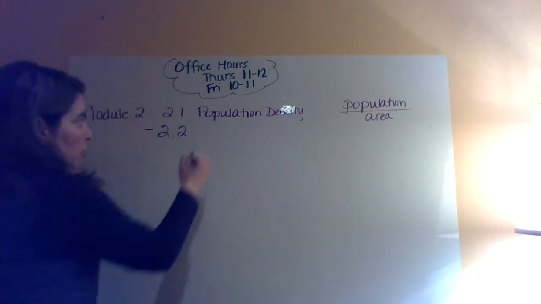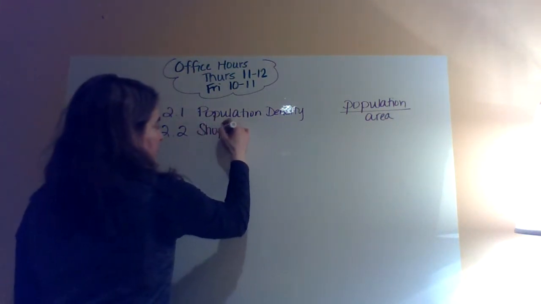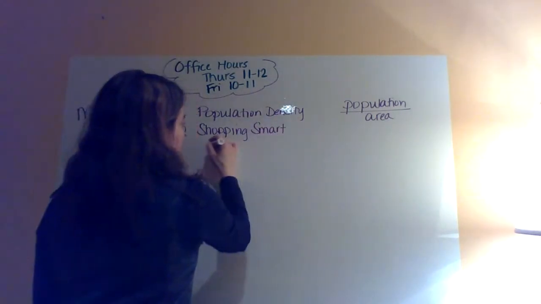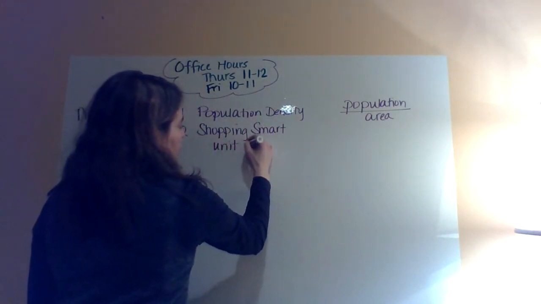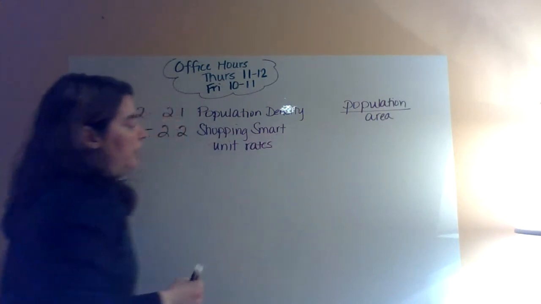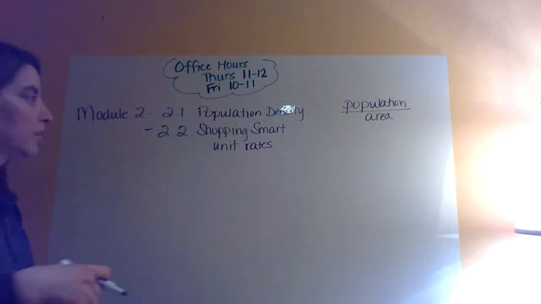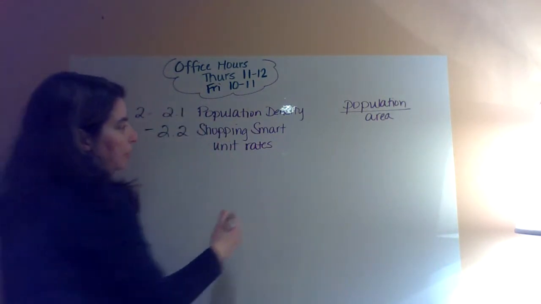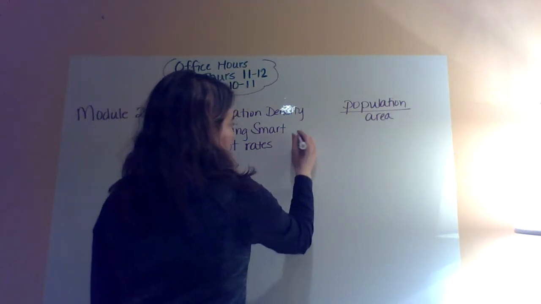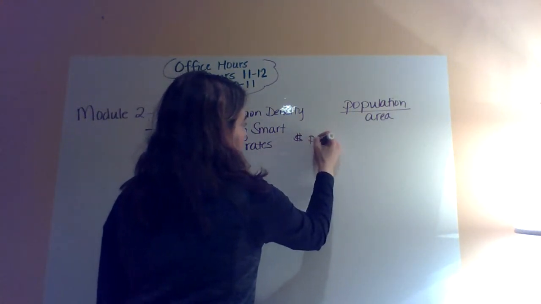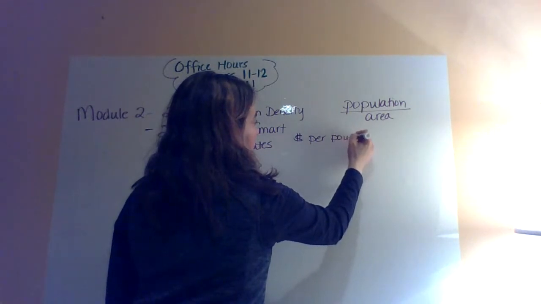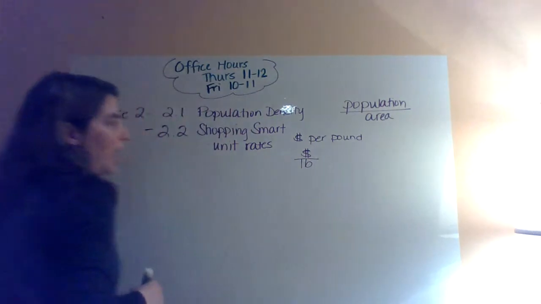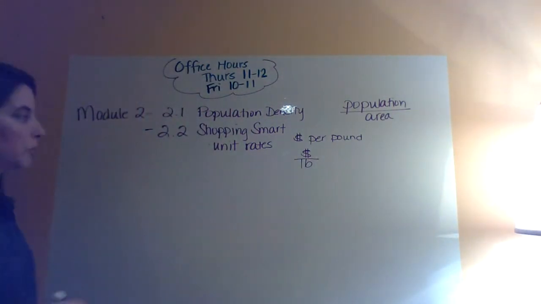Lesson 2.2 was the Shopping Smart lesson. We talked about unit prices or unit rates. A unit rate has a 1 on the bottom, so it's so many dollars per pound, miles per gallon. We always want to use our units to help us. If it's dollars per pound, this is the order that we're going to divide in: how many dollars divided by how many pounds, dollars per pound. So always use that unit.